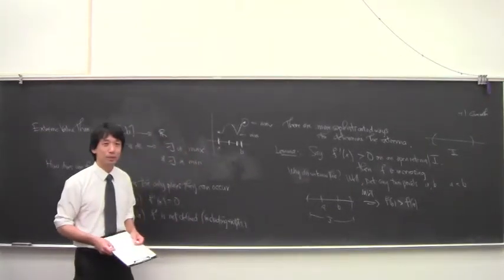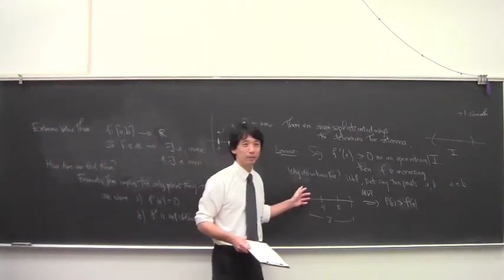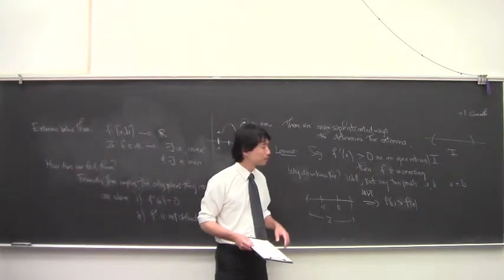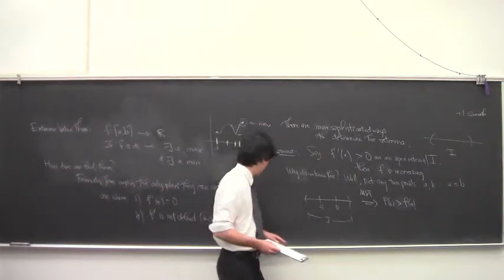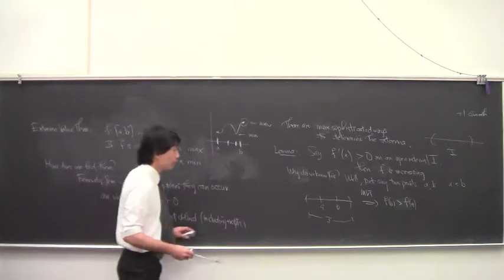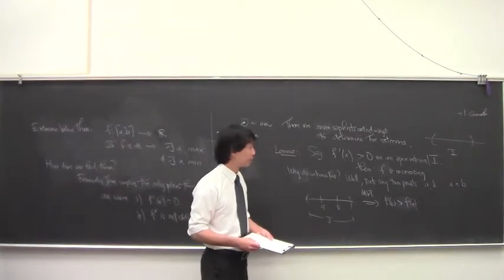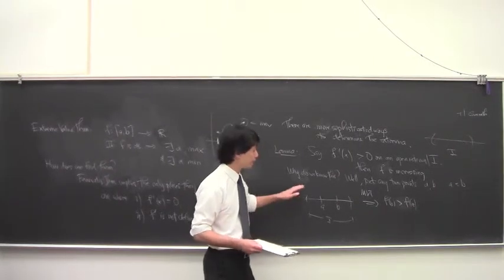Okay, who has anything to say? Does anybody have anything to say? Sarah, go ahead. Well, since the mean value theorem gives you the slope between f of a and f of b, if it's positive, then it's increasing. Yeah, so that's exactly right.